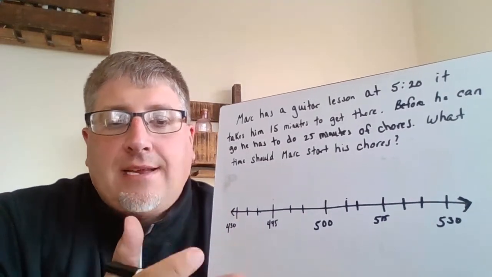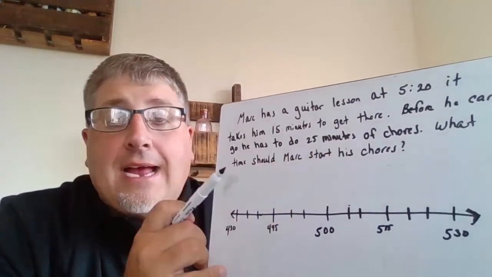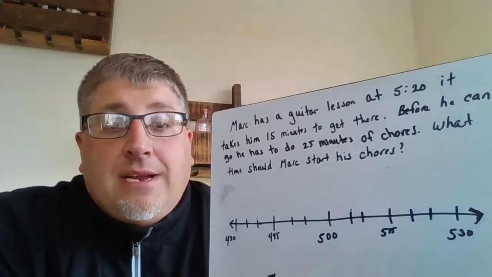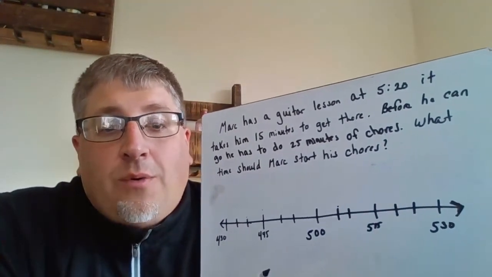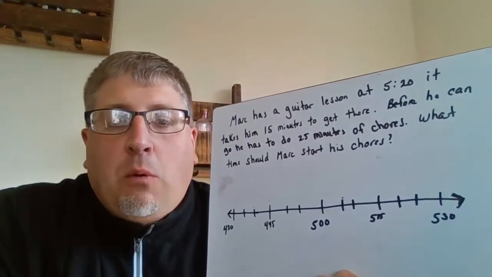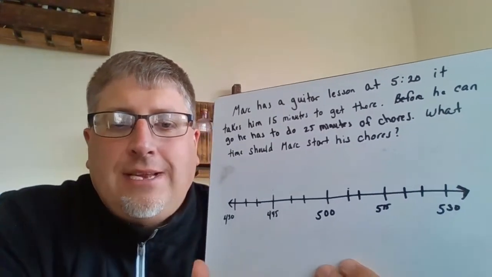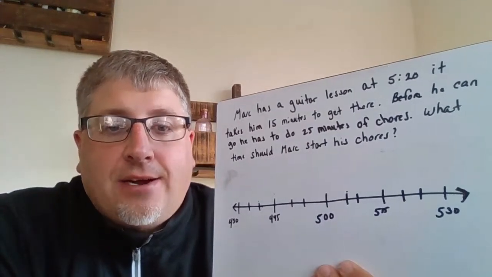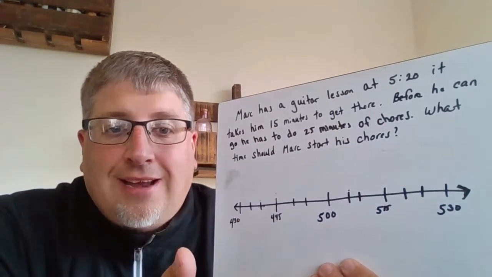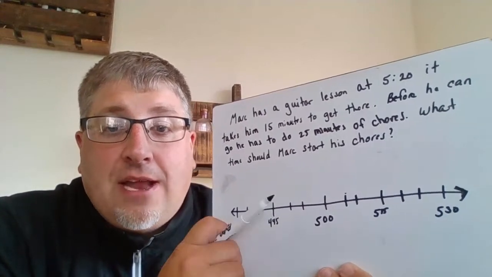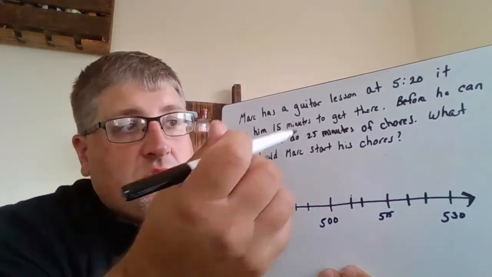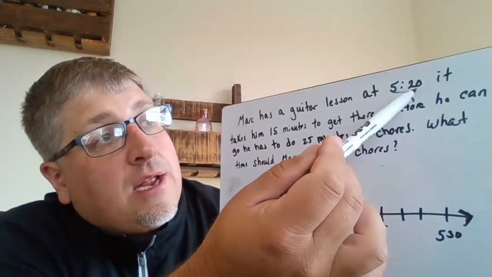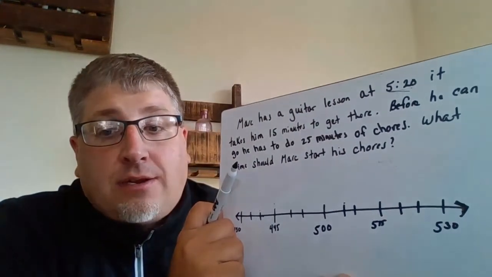Okay, so we got to see what we have here. We know Mark has a guitar lesson at 5:20. Okay, that's a given. It takes him 15 minutes to get there. But before he can go, 25 minutes of chores. So this question is asking us, what time should Mark start his chores in order to get done in time? So to get the chores done, and then the 15 minutes it takes to get there to be there on time. Okay, so we're going to work backwards. So the first thing I'm thinking in my mind is I'm looking at this 5:20 here. That 5:20 is going to be the plot mark that we're going to work from.